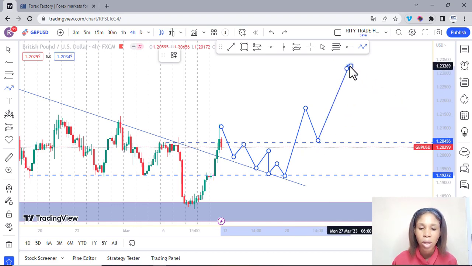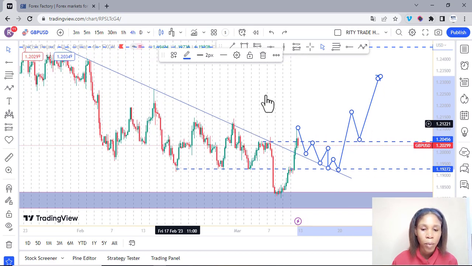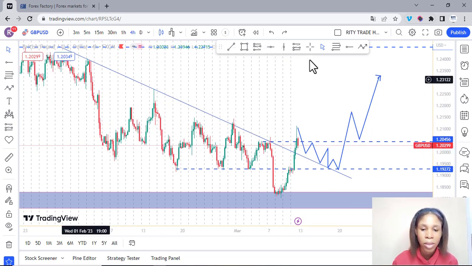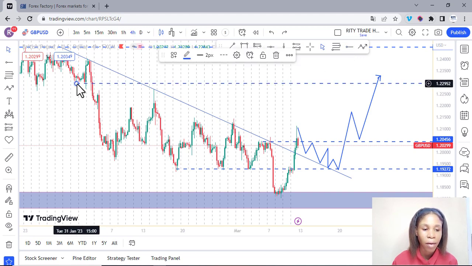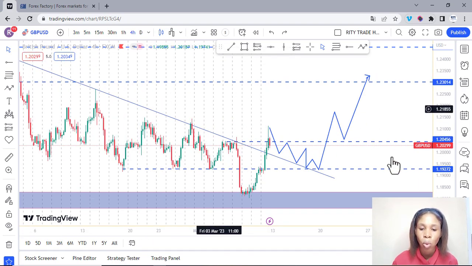I need to actually specify the next. Okay, yeah, we have a level around this point. We have a significant level around here, so that is where I'll be expecting to go long to.